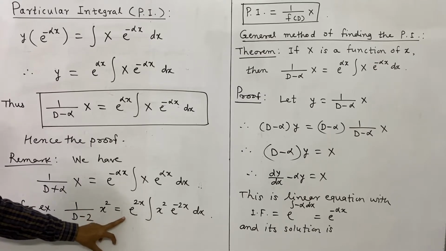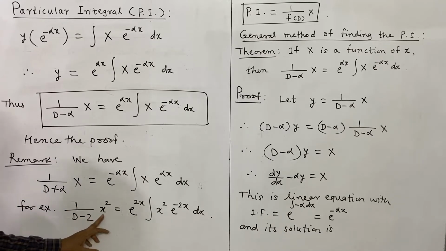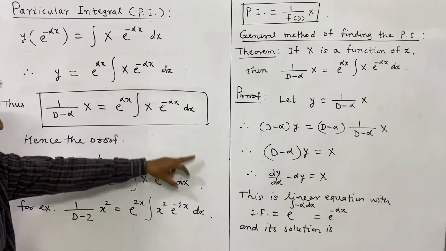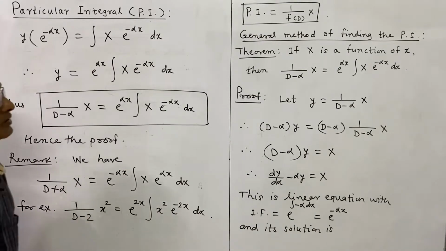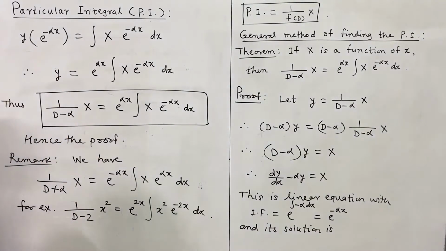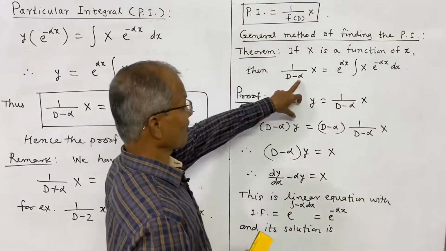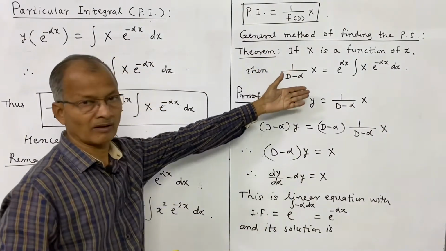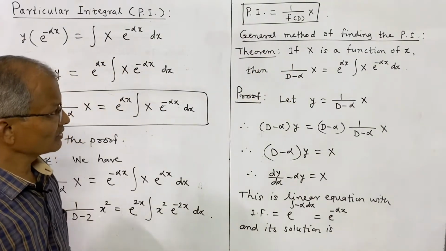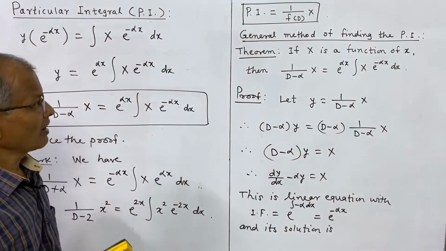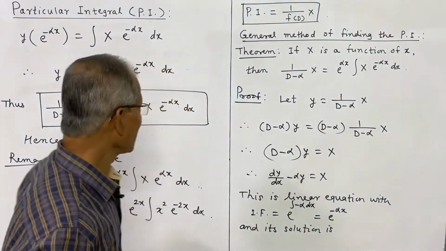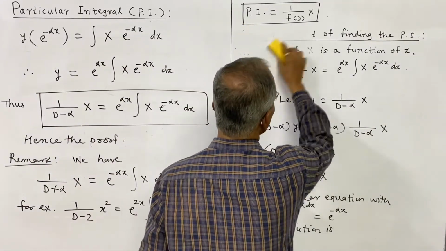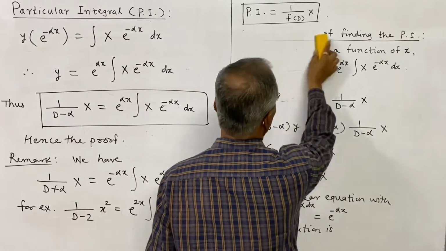So the result is: 1 upon D minus 2 operated on x square gives e power 2x integral x square into e power minus 2x dx. So this is the general formula or general method to obtain the particular integral of this form, 1 upon D minus alpha. Alpha is a constant, maybe a real number which may be an integer or rational, and that gives the result in this form. So we have to remember this as a formula. Now we will see the methods to find PI using this formula.